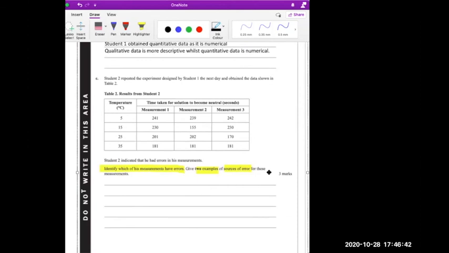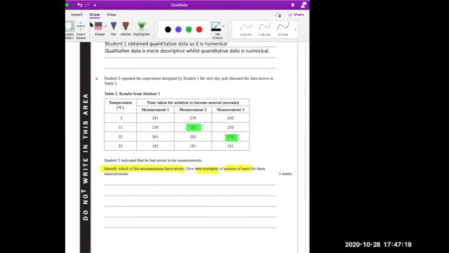Student 2 repeated the experiment designed by student 1 the next day and obtained the data shown in table 2. Identify which of his measurements have errors. Give 2 examples of sources of errors for these measurements. So, if you look through the measurements, these look, I guess, fairly uniform. This one screams out to me because it's a lot lower. So does this one. And then 35 is like perfect again.